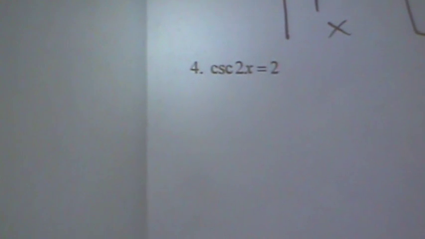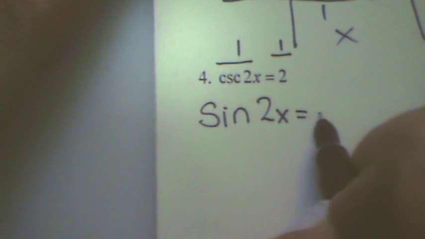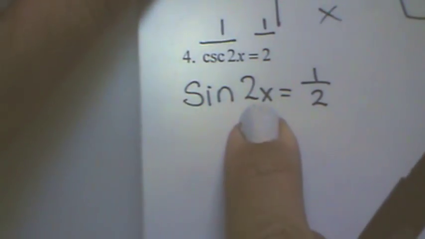Cosecant. Ooh. We don't do cosecant. What do we do? 1 over. So we're going to find the reciprocal of both sides. If we do 1 over, what are we really doing? You're doing sine 2x equals 1/2. Now, beware, that 2 there.